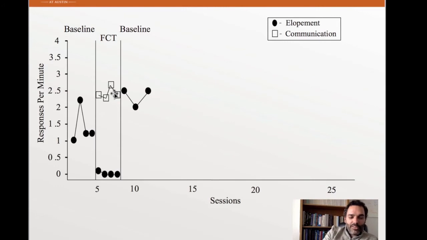When we return to baseline and remove the communication, we see an immediate effect and return to baseline levels. In fact, a bit of an increase in the level here relative to the first baseline, but we do see an immediate effect. We see relatively stable data, all falling within the 2 to 2.5 responses per minute range, and we see a good deal of stability here as well.